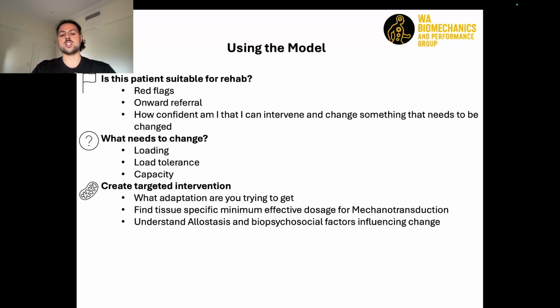So then we want to create a targeted intervention. We need to think, what adaptation am I trying to get from my intervention? So this person presents to me. Is this something that might be a capacity issue? Do I think this person has quite low capacity? And if I increase this person's tissue capacity, then they will potentially get better. In that case, if I'm trying to get capacity gains, so strength gains, especially muscle and tissue architecture, then I probably want to choose resistance training.